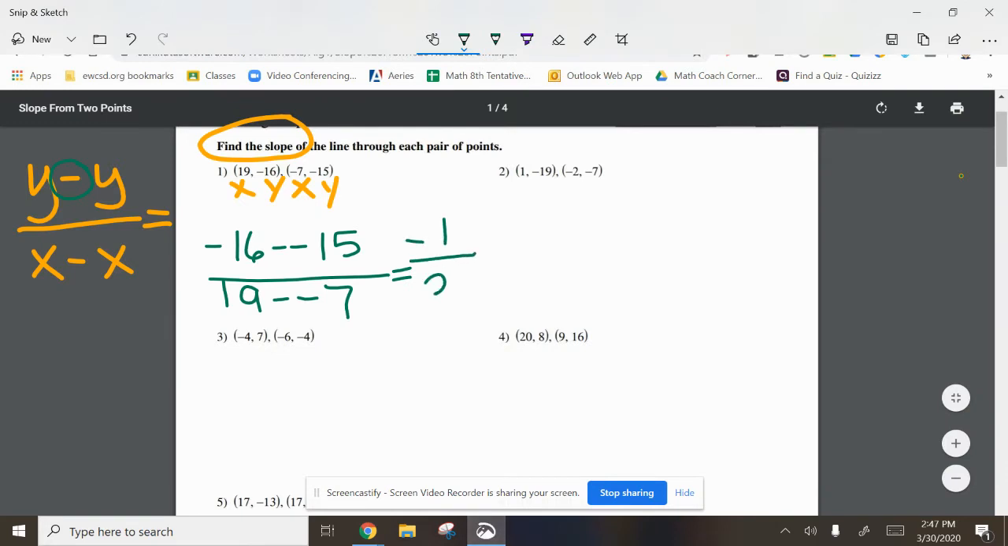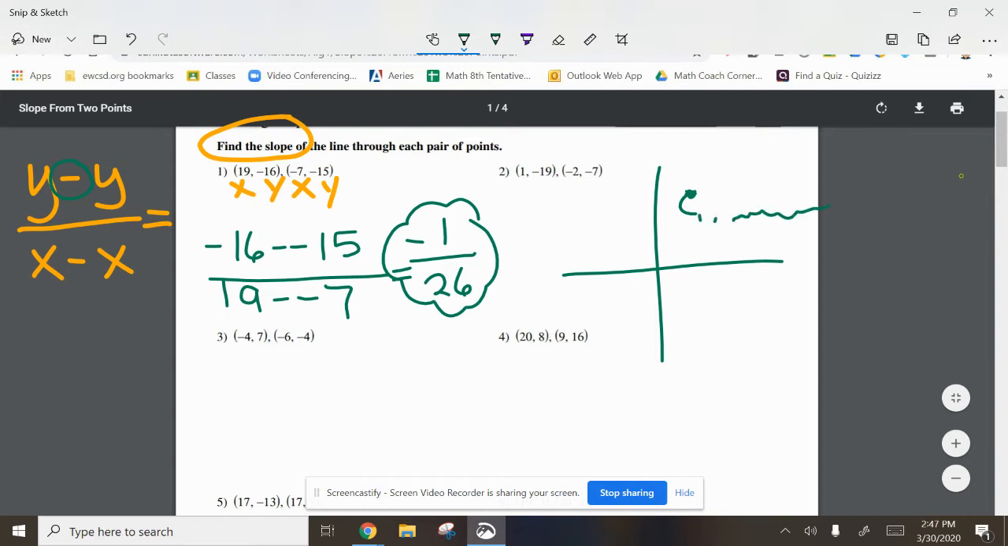Kind of a weird slope. That's for sure. It's a weird one, right? If we were to see this on a graph and say this is the point and your slope is down 1 over how many? 26, it'd be a very flat slope, okay? So that's interesting to look at. All right, let's go ahead and do the next one.